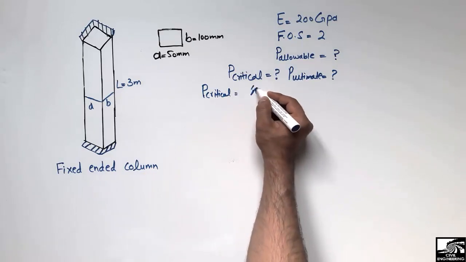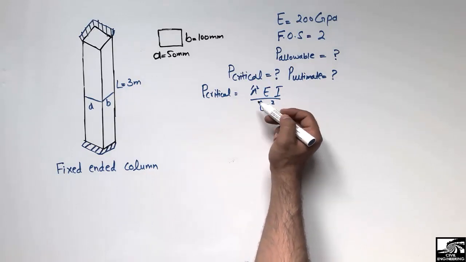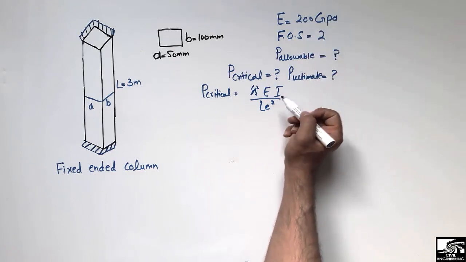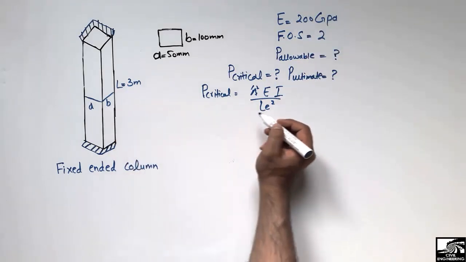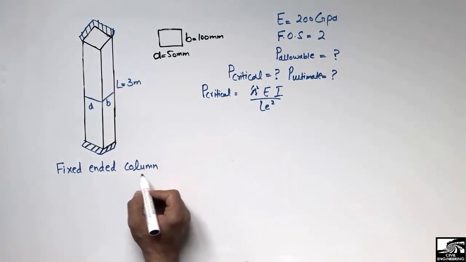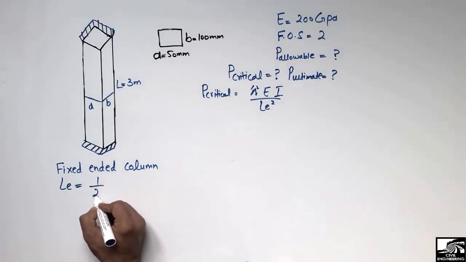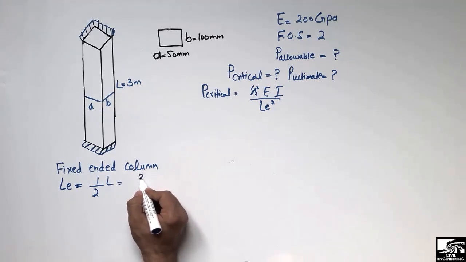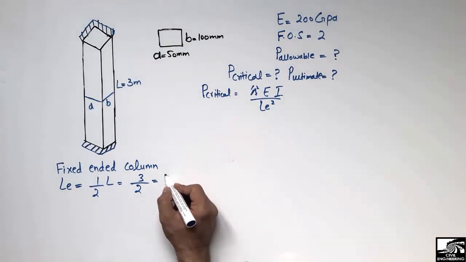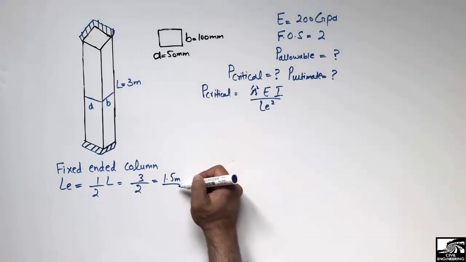which is pi square E I divided by LE square, where pi is the constant, E is the elasticity of the material, given to us as 200 gigapascal, I is the moment of inertia for this column, and LE is the effective length of this column. In this case, where it is a fixed ended column, the effective length is equal to half of the total length. So 3 divided by 2, where 3 is the original length, we get 1.5 meter. So in this case our effective length is 1.5 meter.